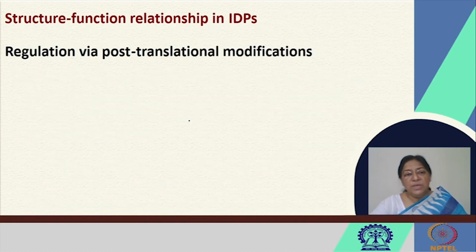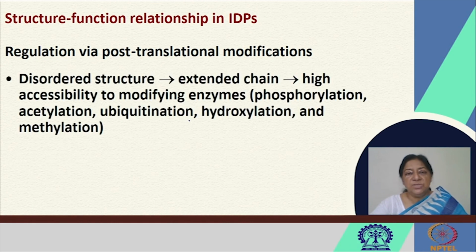If we look at the regulation via post-translational modifications, the flexibility again comes into the picture in these intrinsically disordered regions of these proteins. So the disordered structure results in an extended chain. As a result of this, there is high accessibility to modifying enzymes.